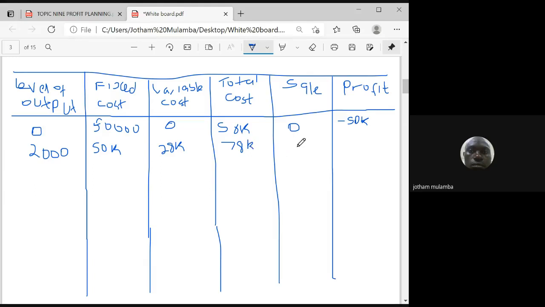Now, sales. Our selling price was 20. 20 times 2,000, thank you, 40,000. Profit. How much will be our profit? We said profit is sales minus total cost. So 40,000 minus 78,000. A loss of 38,000. Thank you.